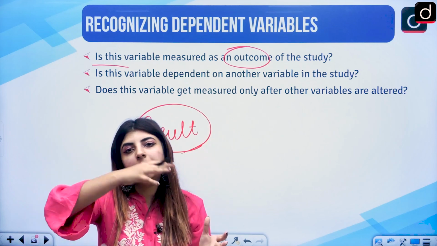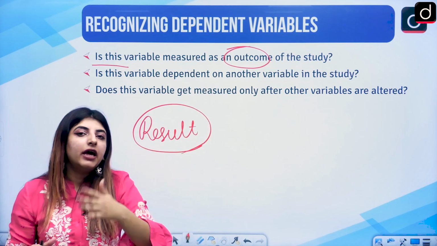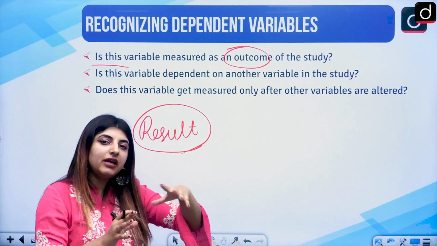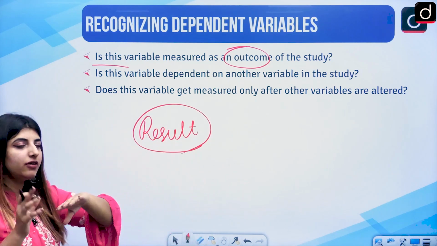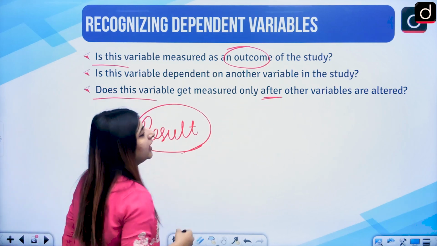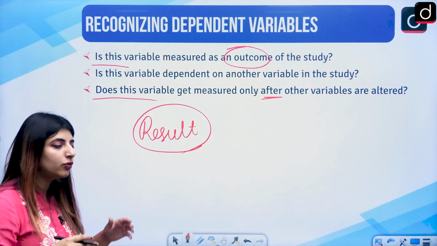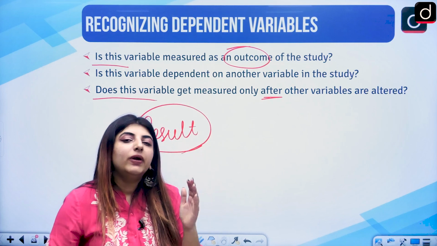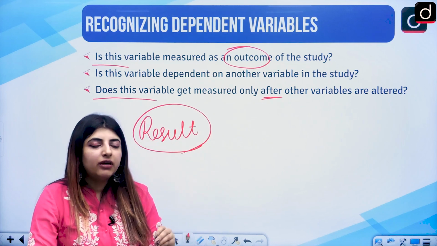Because the dependent variable is measured on the basis of the independent variable, right? The dependent variable is the outcome which comes after the changes there. Does this variable get measured only after the other variables are altered? So we have different types of variables as well, right? We have independent variable, extraneous variables, etc.